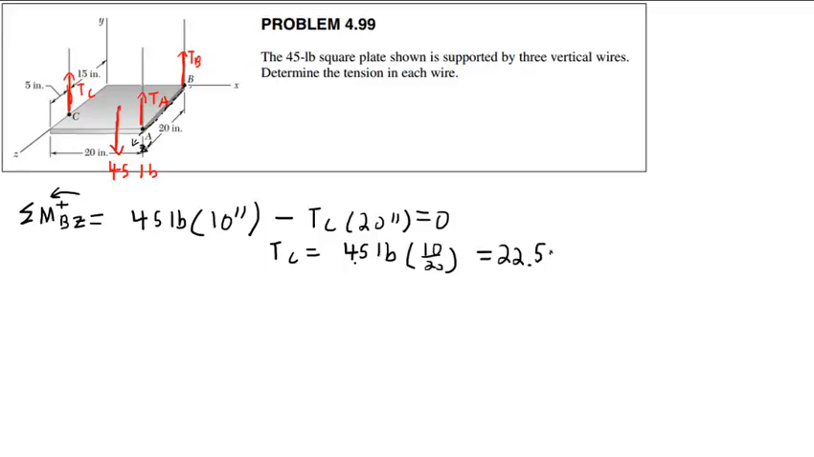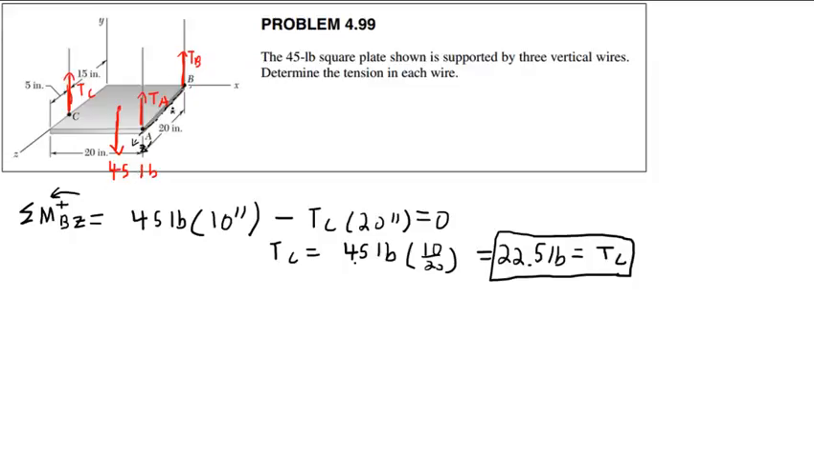What did you get the 20 from? Where did I get what? Where does this 20 come from? This is the perpendicular distance from this axis to here. This is the 20 inches here. 22.5 pounds, and this is TC, the tension in cord C. All right, so we have that one.